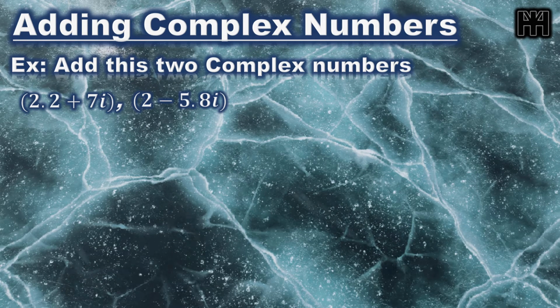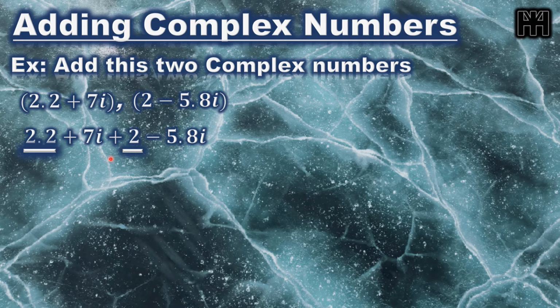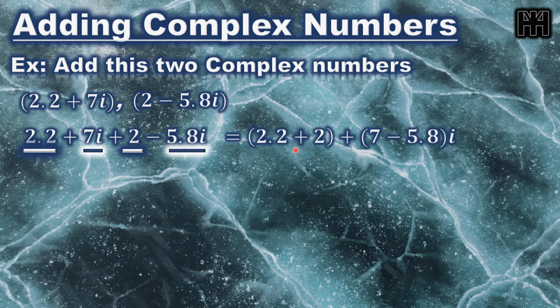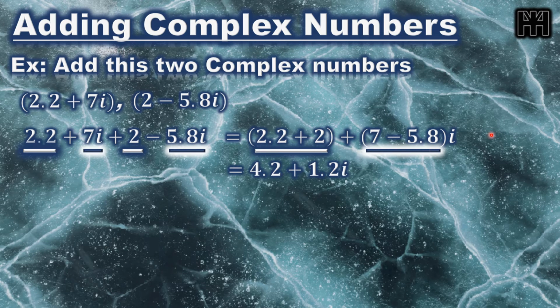Now, adding complex numbers. Add these two complex numbers: 2.2, I'm sorry, plus 7i, and 2 minus 5.8i. Okay, let's add them together. We will gather the real parts together, the 2.2 and the 2, and the imaginary parts together, 7i and -5.8i. We gathered the real here under the white line, and the imaginary here above the blue line. So simply add them. We have 4.2 plus 1.2i.